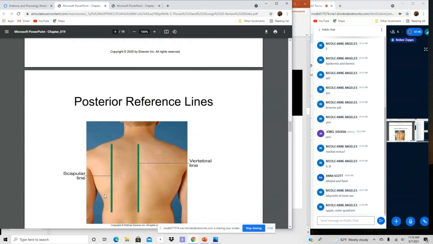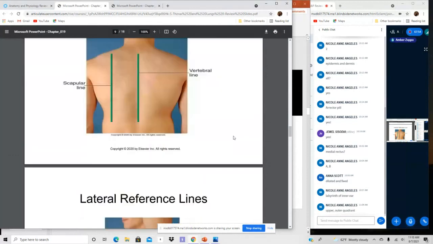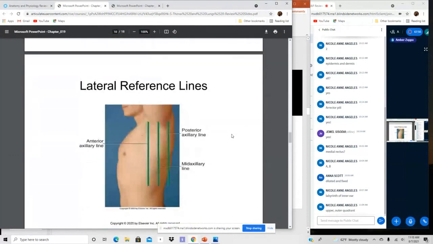Okay, and then again, we talked posteriorly, the reference lines on the back, vertebral line and the scapular line. The scapular here and your vertebral spine is in the middle, so this is the vertebral line and this is the scapular line. And if you turn the person sideways and you ask them to raise their arm, the anterior axillary line is the one in the front, mid-axillary line is in the middle, and posterior axillary line is all the way in the back.